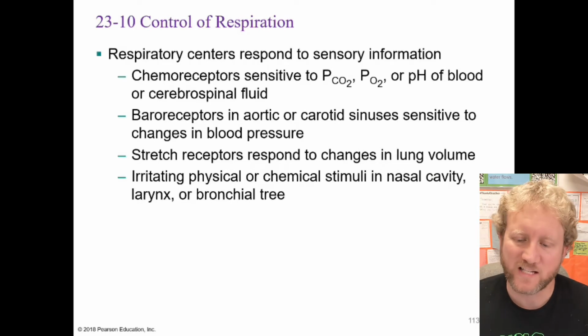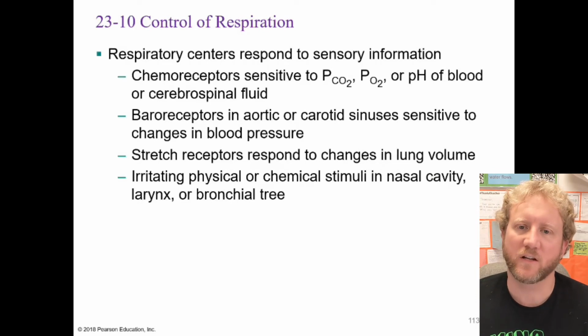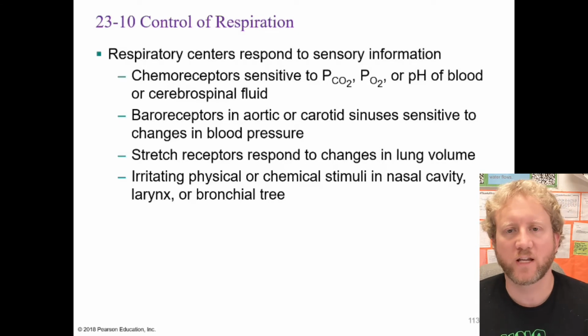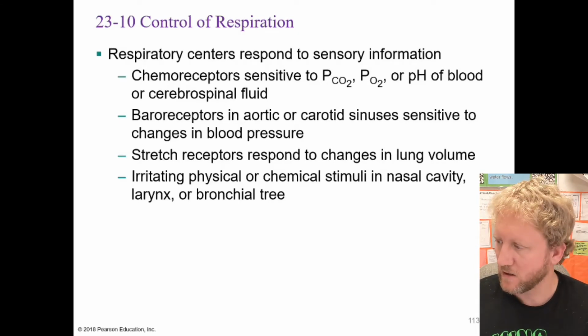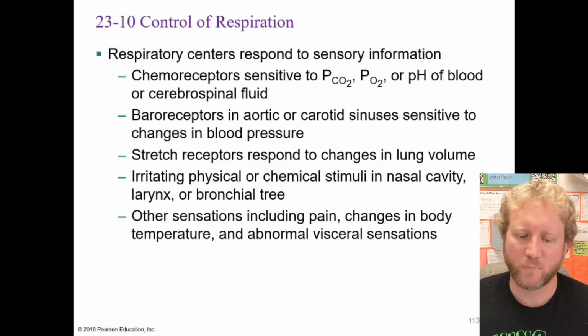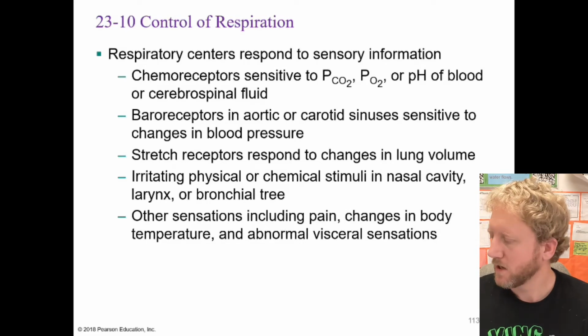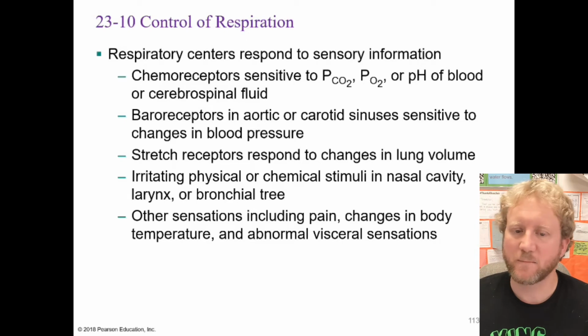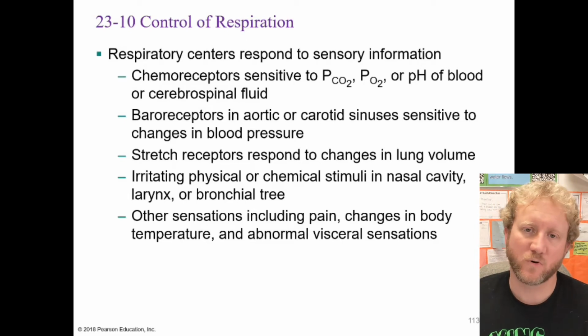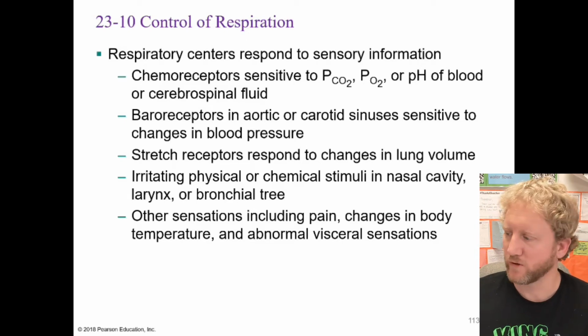Physical or chemical irritants are going to stimulate the nasal cavity, larynx, and bronchial tree. That's where we get coughing and sneezing. Then other changes include pain, body temperature, and abnormal visceral sensations, which will stimulate the respiratory centers to adjust your respiratory rate.